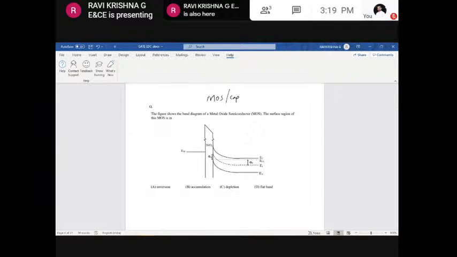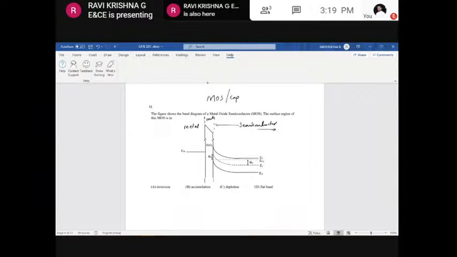The question is about the band diagram. This region is the metal, this region is the oxide, and this region is the semiconductor. It is shown that in the metal only one energy level is shown, whereas in the oxide layer energy levels are not possible, so they are not shown here.